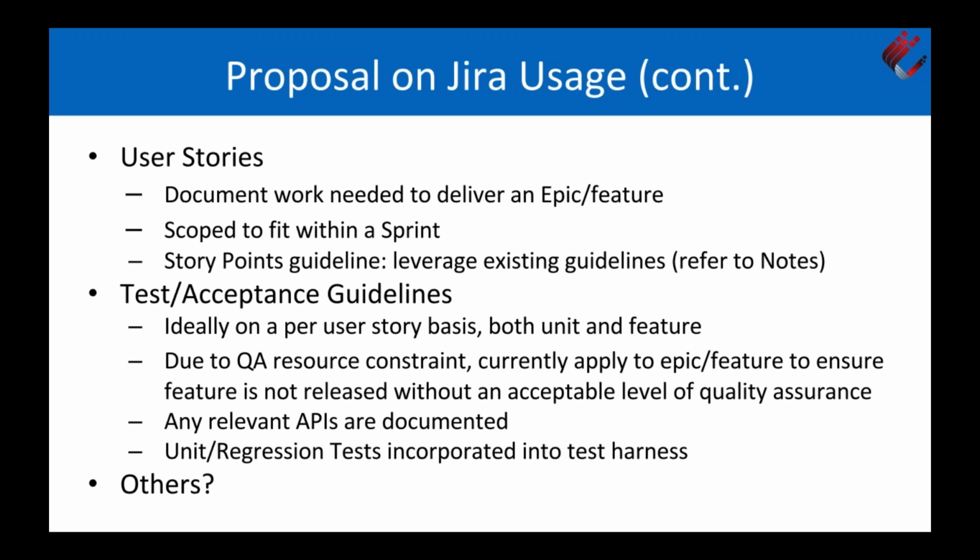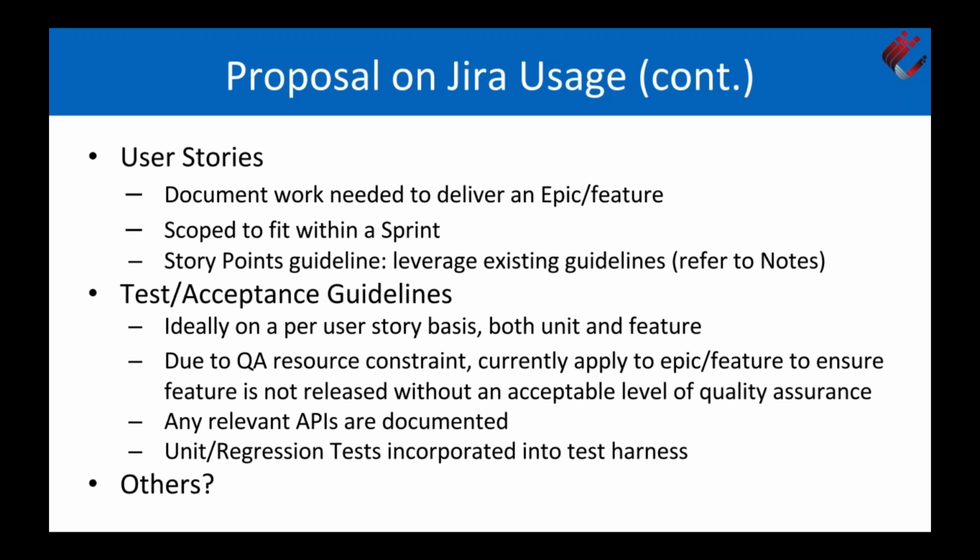The last part of this is the test and acceptance guidelines. Ideally, what you want is test and acceptance criteria associated with the user story, both at the unit test level as well as the feature test level. We don't have a lot of QA folks, who are very hardworking, but she has a problem getting to all of her user stories.